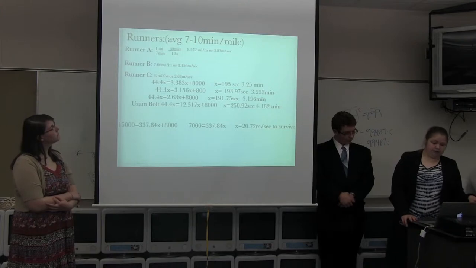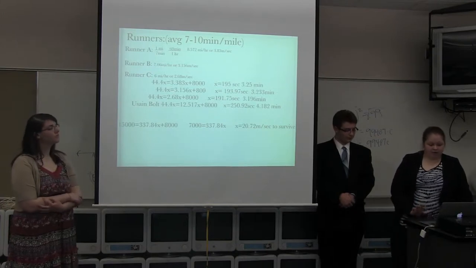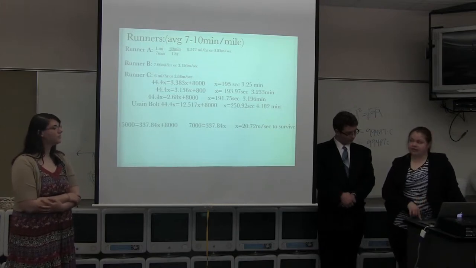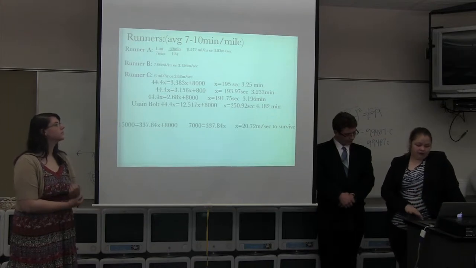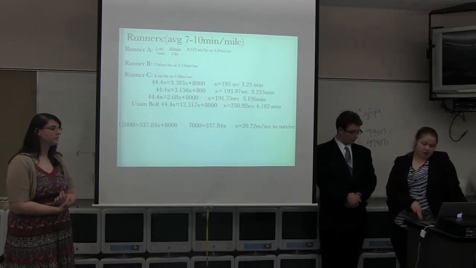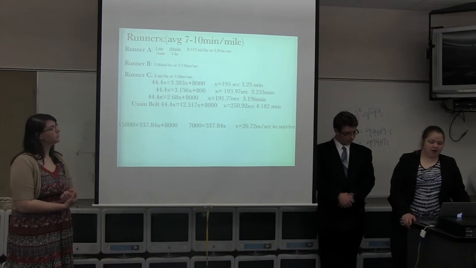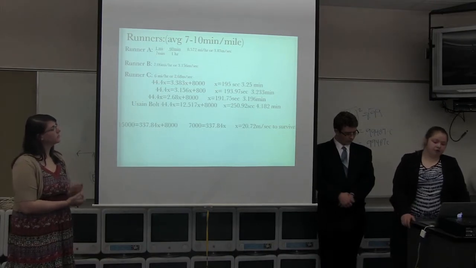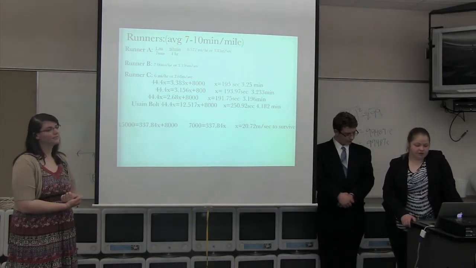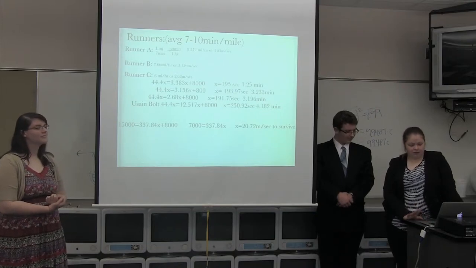And we use the same conversion for B and C, just interchanging the 7 minutes with the 8.5 and 10 to get 7.06 miles per hour or 3.156 meters per second for runner B, and then 6 miles per hour, or 2.68 meters per second for runner C. And then below that, we have an equation, which is 44.4, which is the speed of the pyroclastic flow, times x of time equals the runner's speed plus 8,000, which is the distance of Pompeii from Vesuvius. And so runner A will die in 3.25 minutes or 195 seconds. Runner B will die in 193.97 seconds or 3.233 minutes. And then runner C will die in 3.196 minutes or 191.75 seconds.